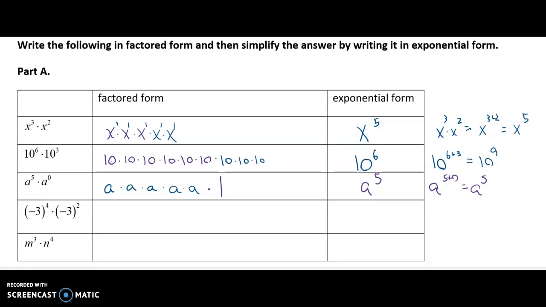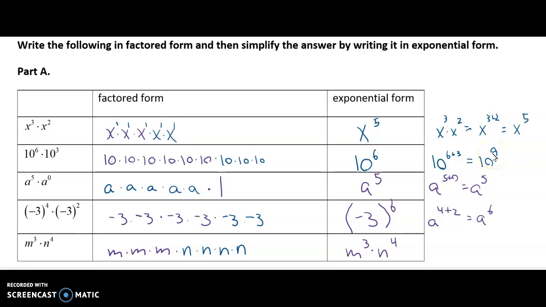Try the next two examples. Pause and check your work when you're done. Check your answers. We have negative 3 to the 4th times negative 3 squared is negative 3 to the 6th. But for the last example, m to the 3rd times n to the 4th, that is already simplified in exponential form. Why? Because m and n are not like terms. So we can't combine them.